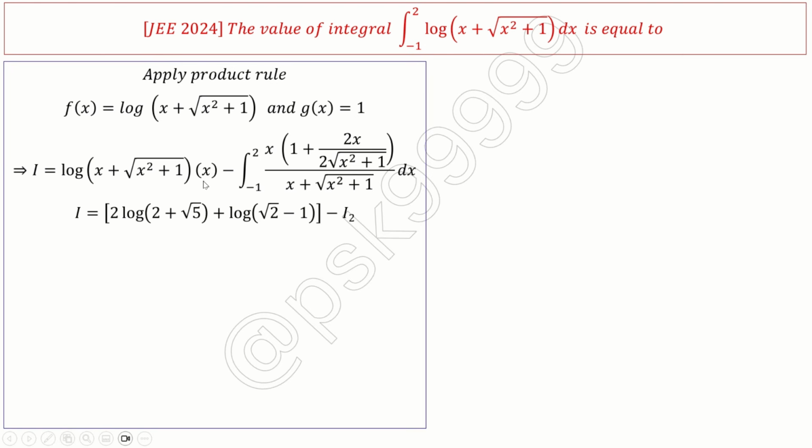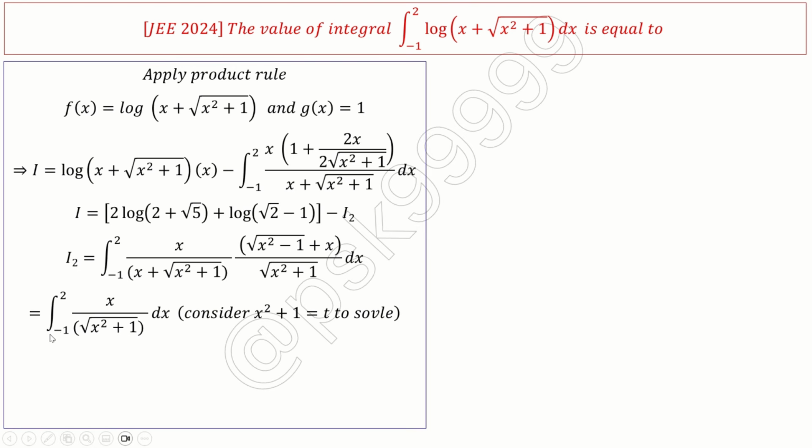If I apply limits to this first part, this will become 2 times log of 2 plus square root of 5 plus log of square root of 2 minus 1, because I'm applying 2 and minus 1. Minus, I'm calling this I2. I'll solve it now. So my I2 is this value, and if I simplify, this is very simple. This is integration from minus 1 to 2 of x by square root of x square plus 1 dx.